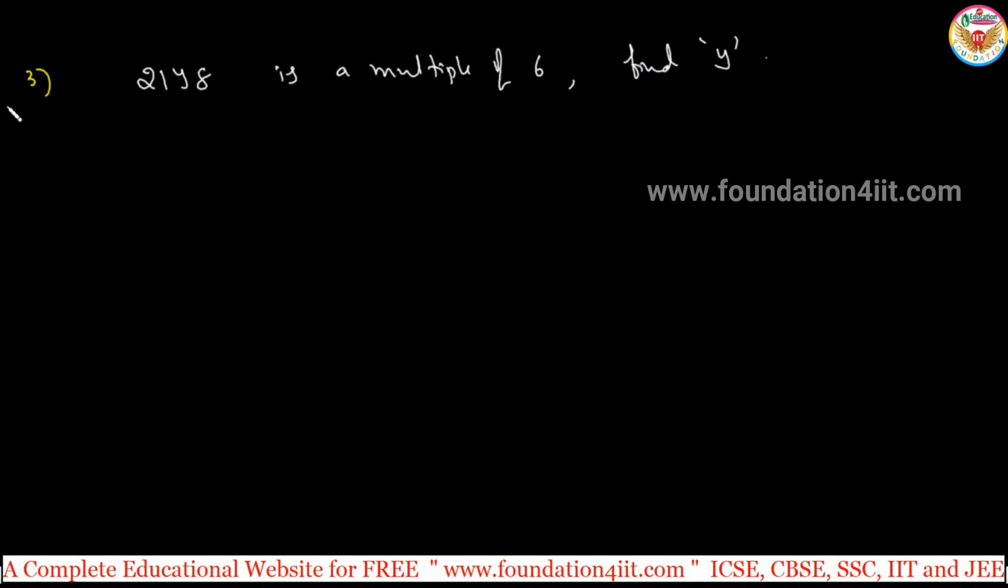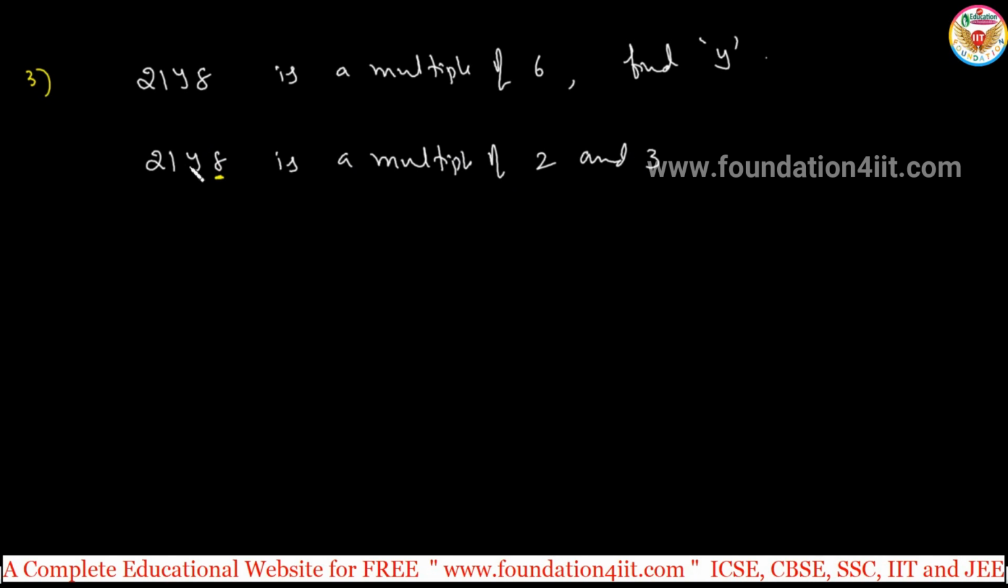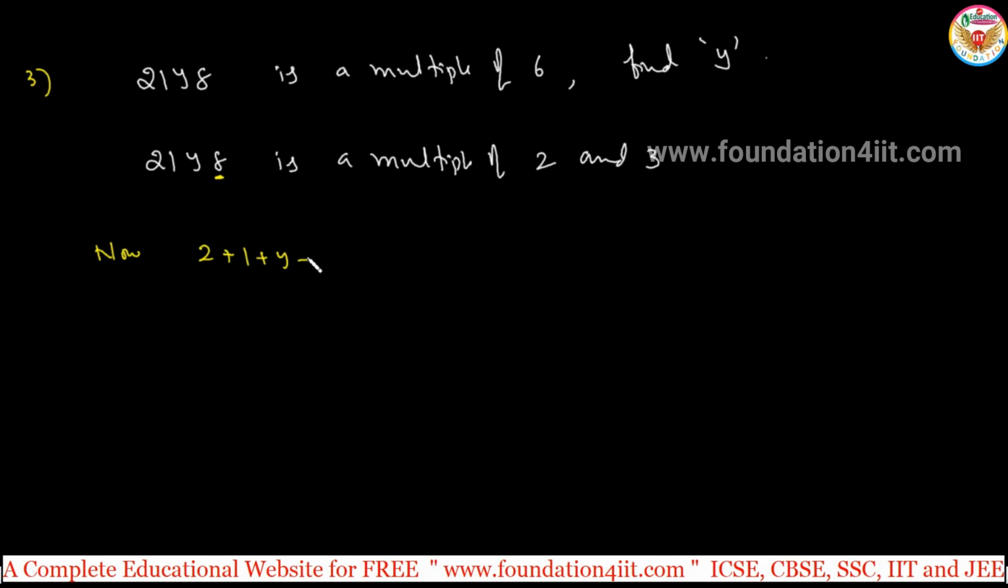Right? Because it's a multiple of 6, it should satisfy the rules of 2 and 3 both. That means 21y8 is a multiple of 2 and 3 both. Already the units place is 8. Because the units place is 8, any digit of y satisfies the rule, because it's a multiple of 2. That's the rule. Now we should check for 3. Now 2 plus 1 plus y plus 8 is a multiple of 3.